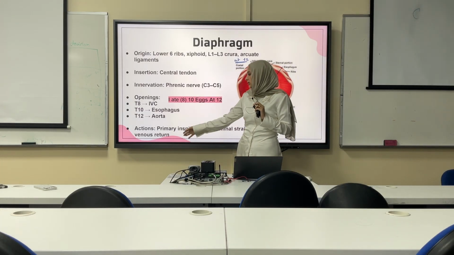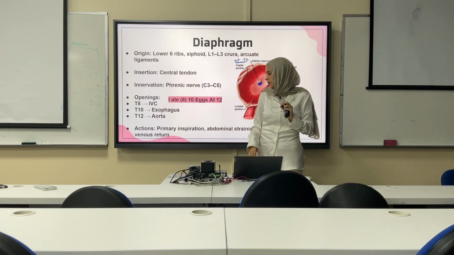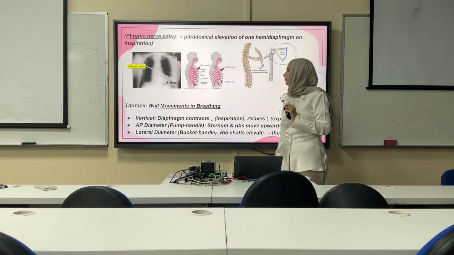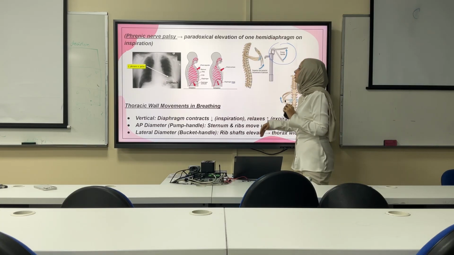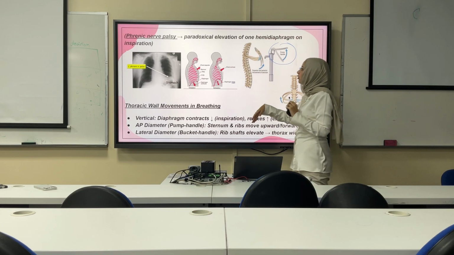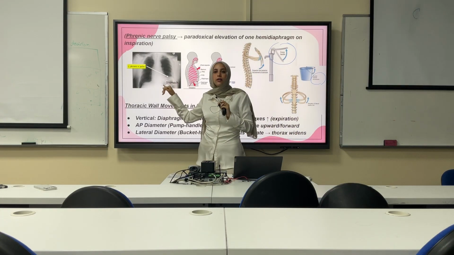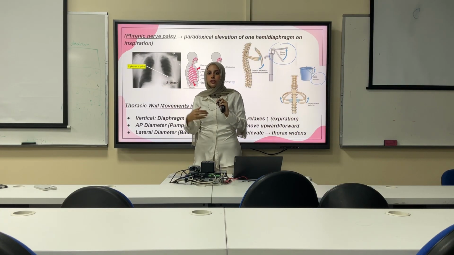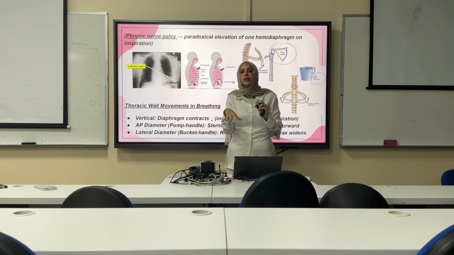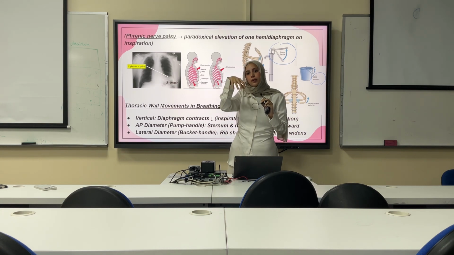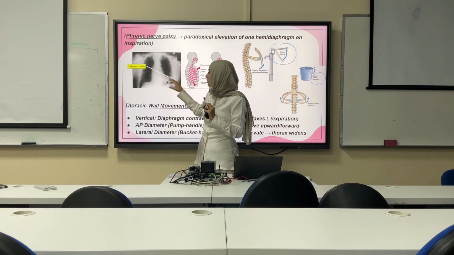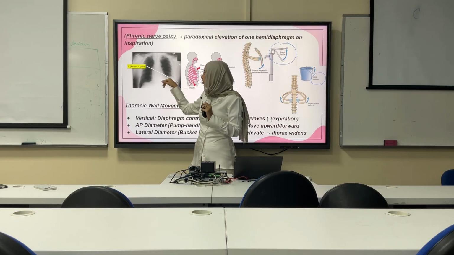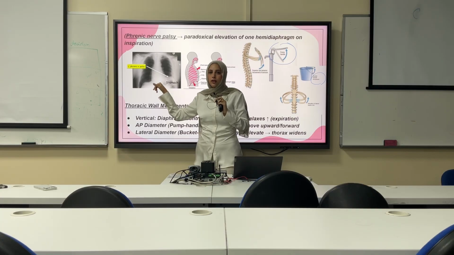Of course, it's the main muscle for aspiration and abdominal straining, and it helps in venous return. Now, phrenic nerve palsy is just a paradoxical elevation of one hemidiaphragm on aspiration. You can see here, basically the left phrenic nerve is not innervating the dome anymore, so it relaxes and goes up a lot, and the organs also push it up. You can see how it's way higher because the stomach is pushing up on it, so you can tell that this is a left phrenic nerve palsy.